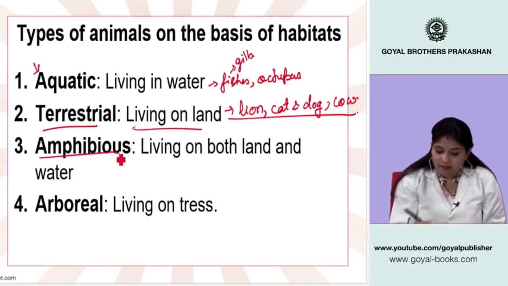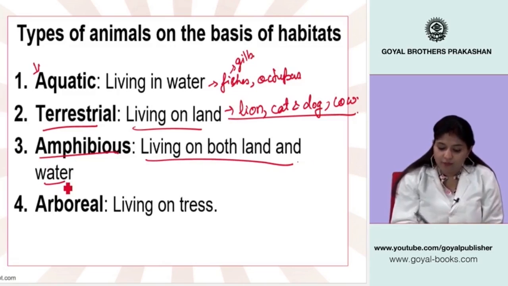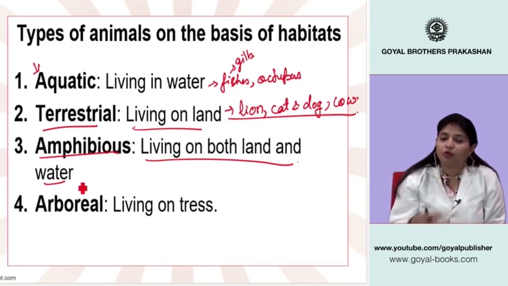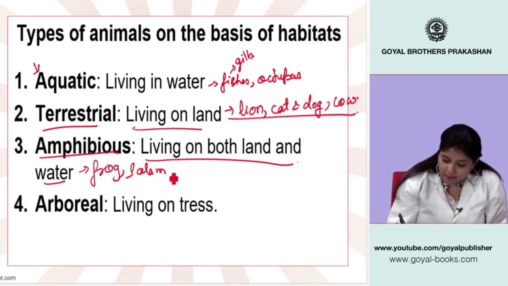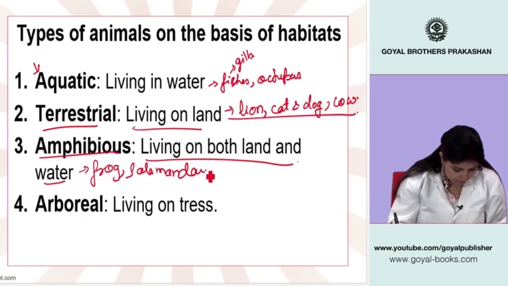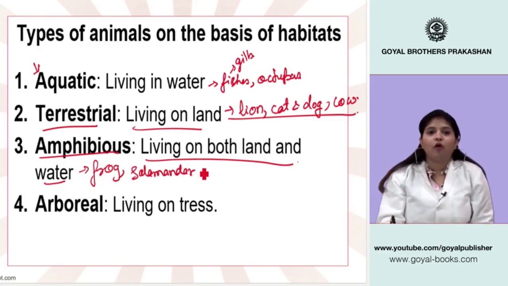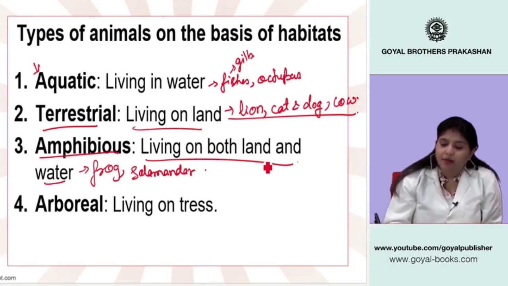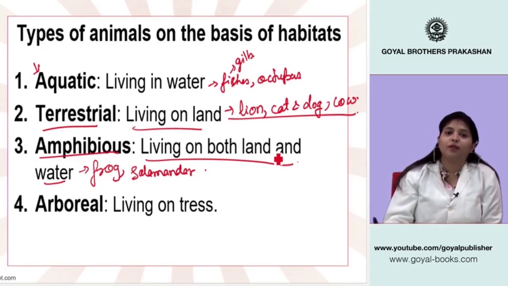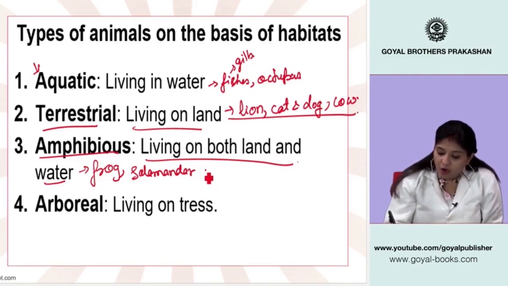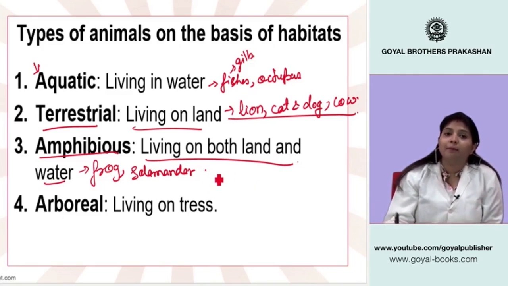Then you have amphibians. These are the animals which live both in the water and on the land. So the example being frog, your salamander, right? All these organisms are living both on land and in water. The reason why they are known as amphibians is that they cannot complete their life cycle without water.